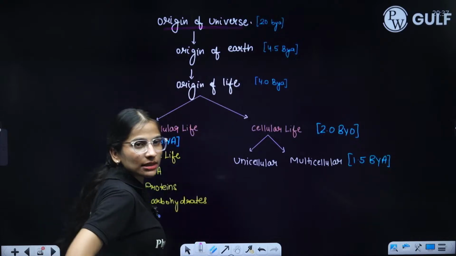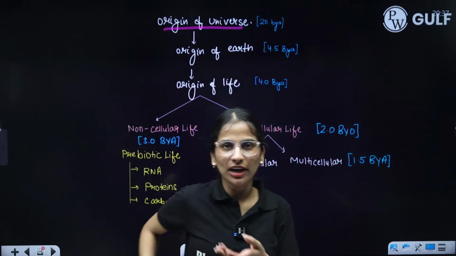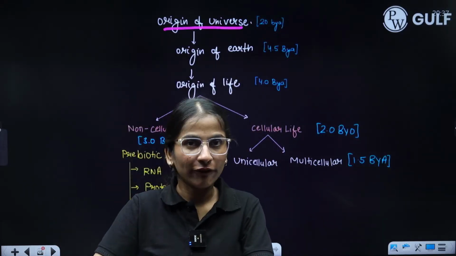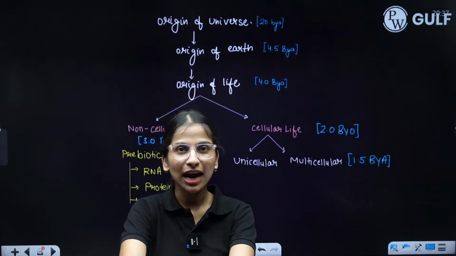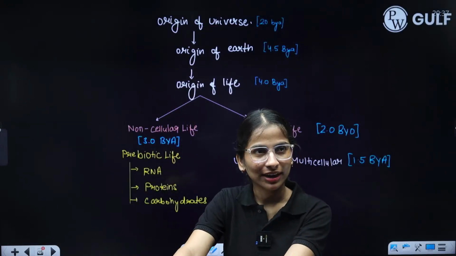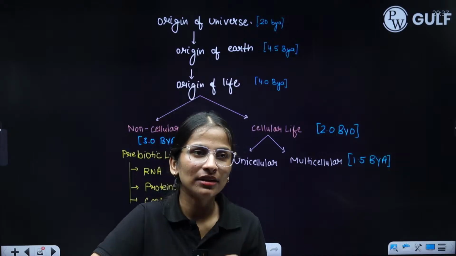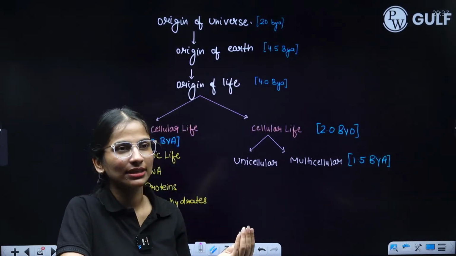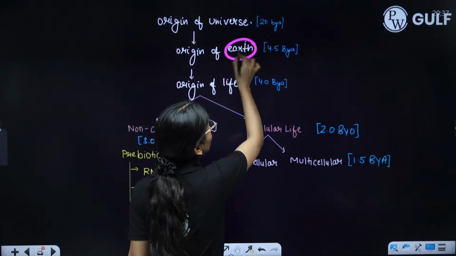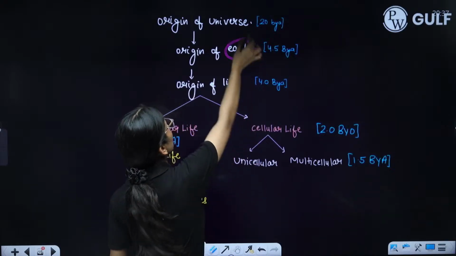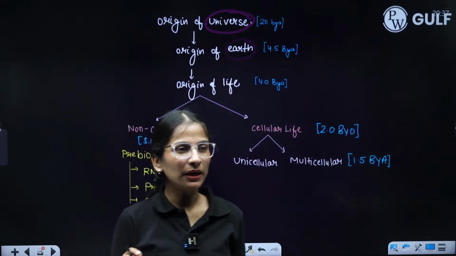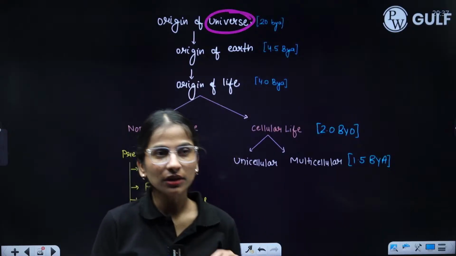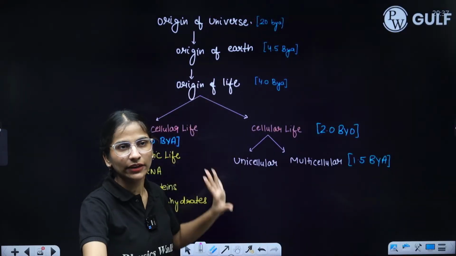So now we will understand. If we are discussing the change of life, evolution is basically changes in life. So to understand changes in life, we first have to understand how life came. And for us to understand about life, we have to understand how Earth came. And to understand how Earth came, we have to understand how the universe originated. So we will be looking at the origin of universe, origin of Earth, origin of life, etc.